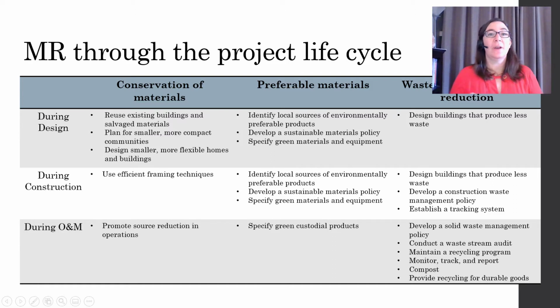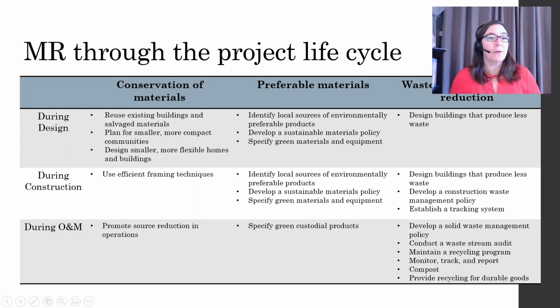Let's finish up our discussion of materials and resources by talking about the project life cycle. What you see here are all of the different materials and resources strategies we've just talked about in their three categories: conservation of materials, environmentally preferable materials, and waste management. But I've categorized those different strategies as being most appropriate for use during design, during construction, and during the operations and maintenance phase of a building's life cycle.